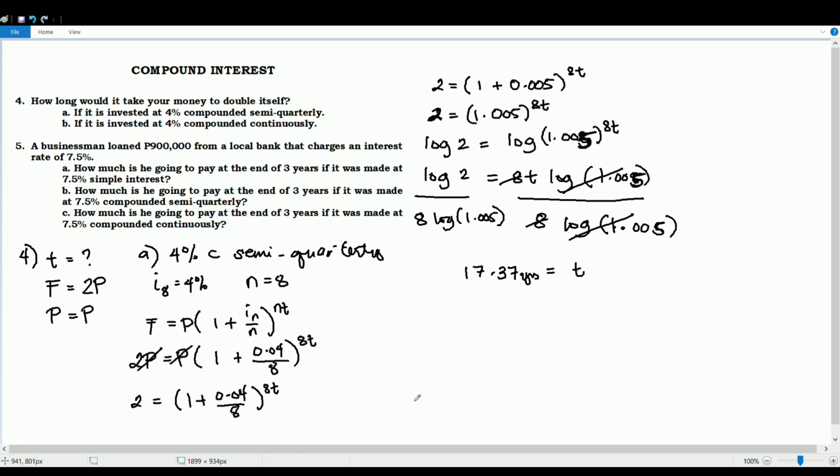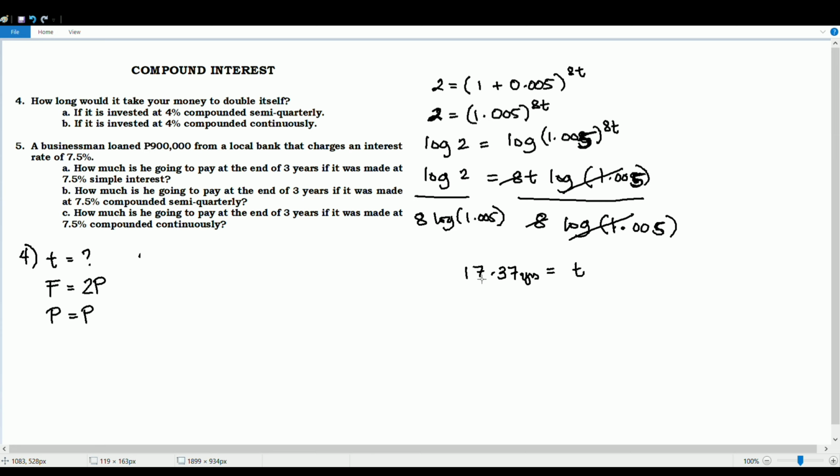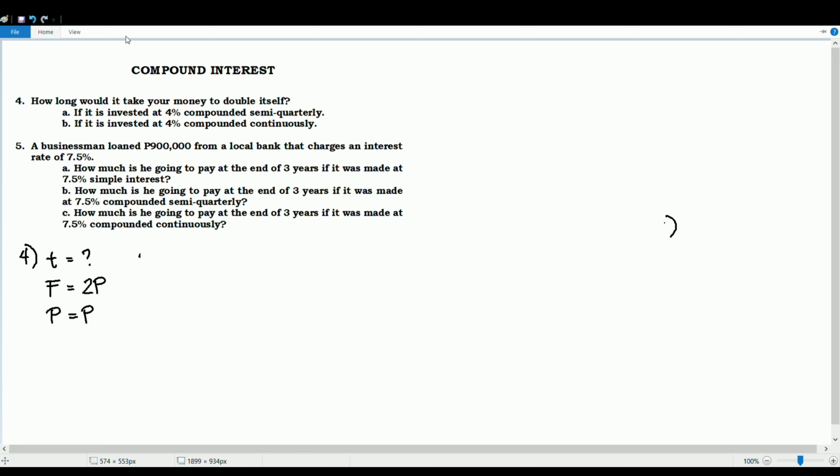Okay. Now, for letter B, it is compounded continuously at the rate of 4%. So we have to use the other type of formula, that is F equal to P e raised to rt. So our formula for letter B is F equal to P e raised to rt. In that case we have F is equal to 2P, and P is the same as P, but our rate is 0.04 or 4% continuously.